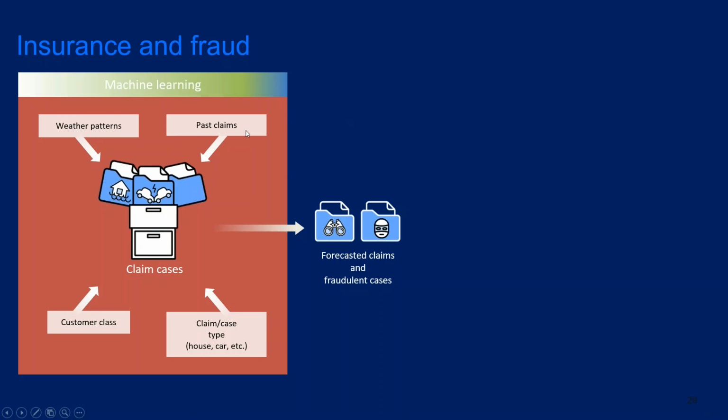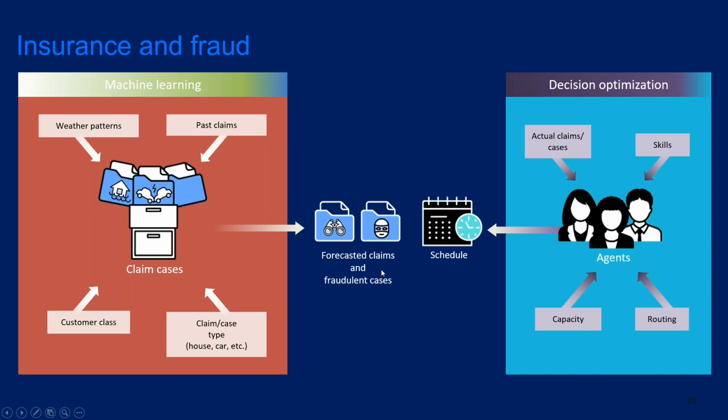You have past claims, you have weather patterns, you have the customer class, you have the claim case, if it's a house, a car, another device, and now you can use machine learning to understand and forecast your claims, or understand if a claim is fraudulent.